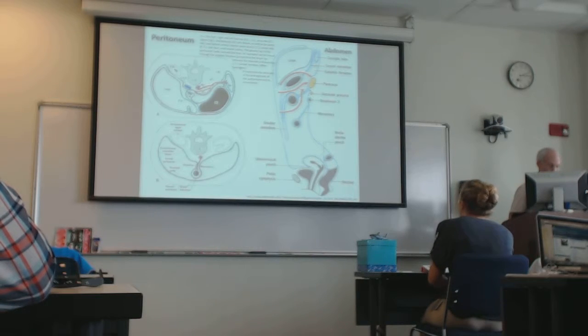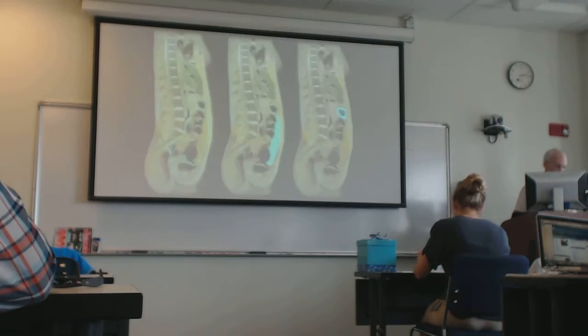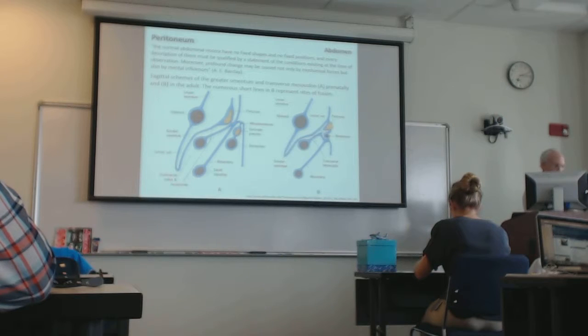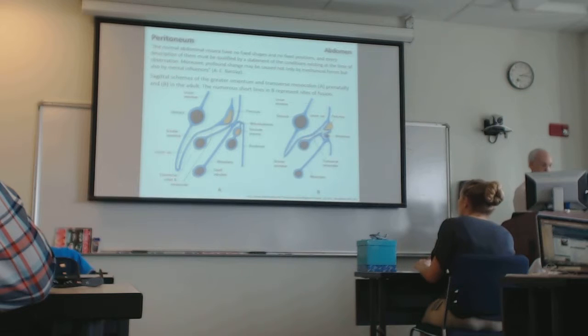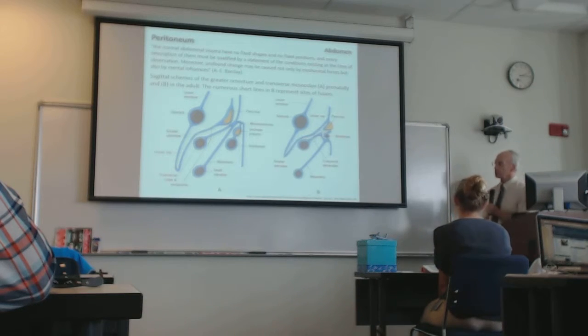I think I have a better picture for that purpose though. I just thought this was entertaining. This was a famous anatomist's description of the peritoneum. The normal abdominal viscera have no fixed shapes and no fixed positions, and every description of them must be qualified by a statement of the conditions existing at the time of observation. Moreover, profound change may be caused not only by mechanical forces, but also by mental influences. So it's a dynamic system, and especially that peritoneum.